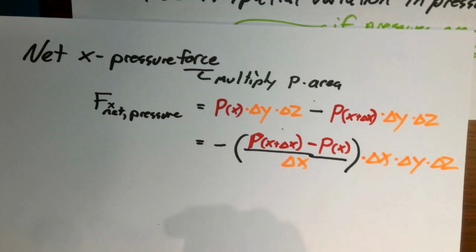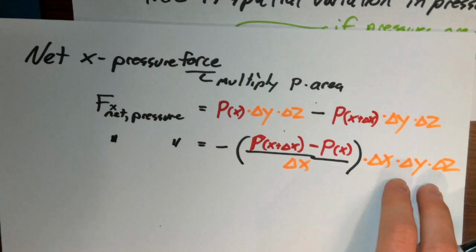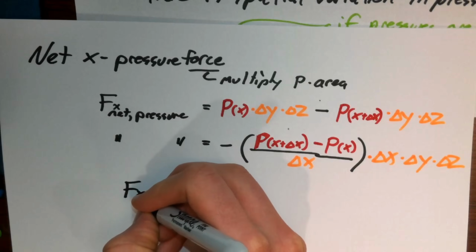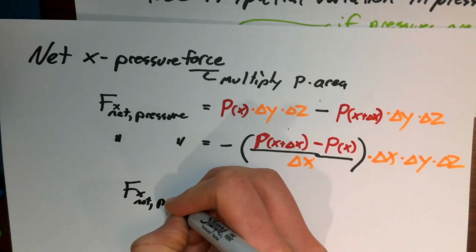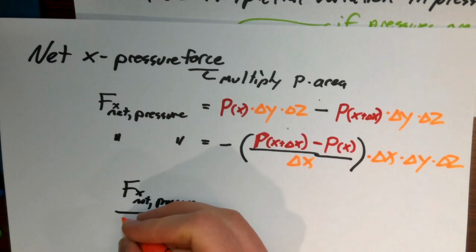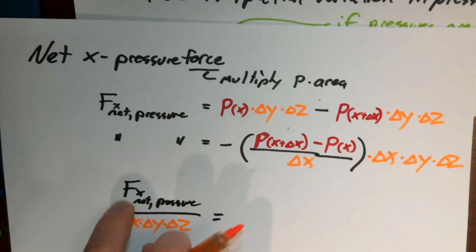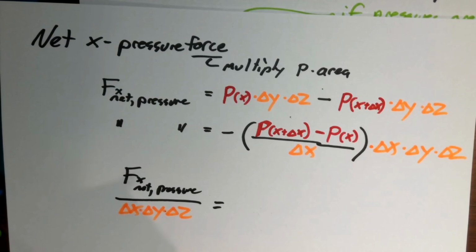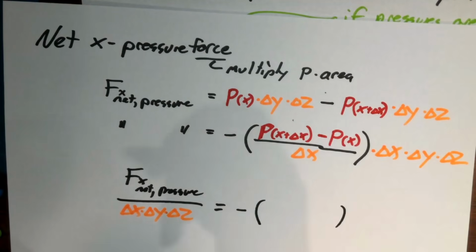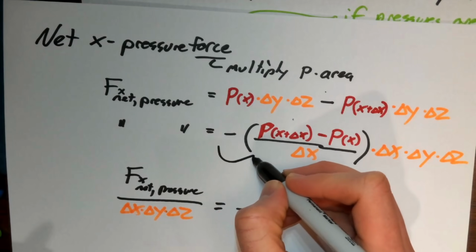All right, so let's now divide both sides of this equation by delta x, delta y, delta z. And what do we get? Well, here we get sort of a force per unit volume on the left-hand side, and then on the right-hand side, we get this term here. But let's take a closer look at this term right here.